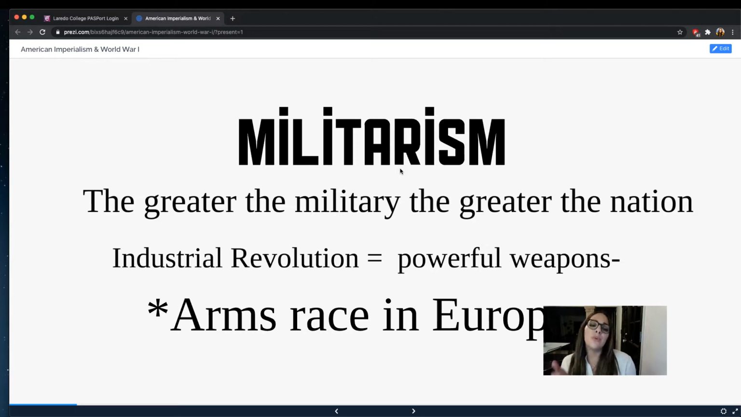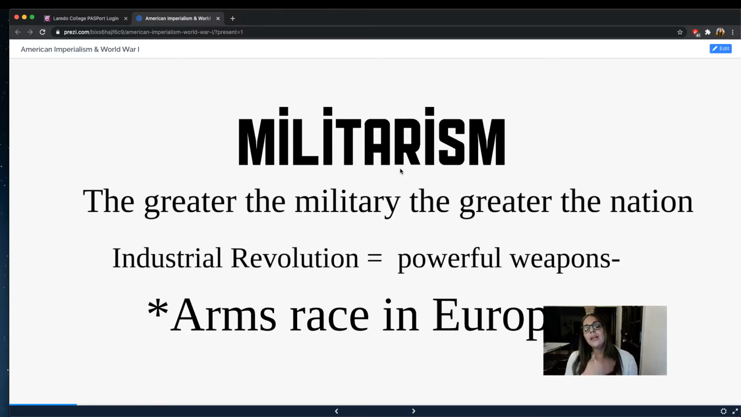But essentially, it boils down to this. The greater the military, the greater the nation. Remember, like Teddy Roosevelt's big stick policy, right? The bigger the military, the bigger the stick, the better the chance that you can compel your enemies or your foes into doing what you want.